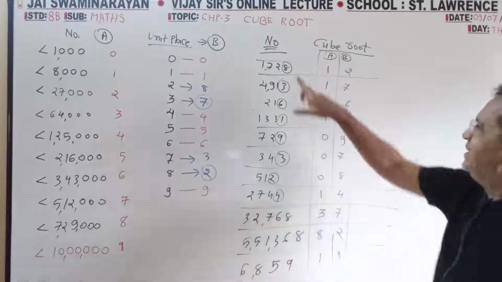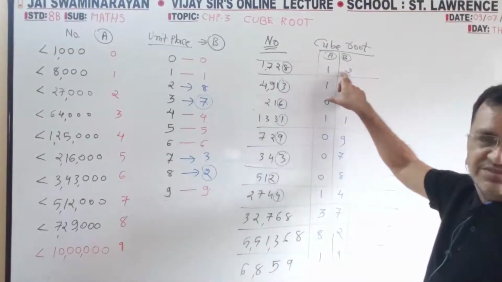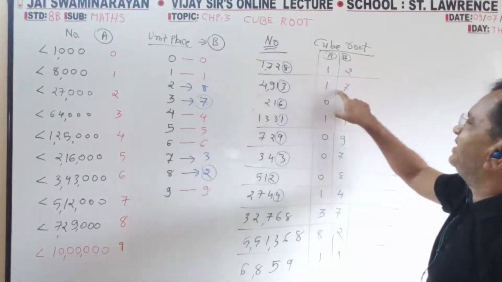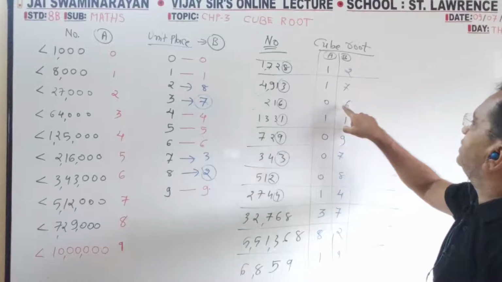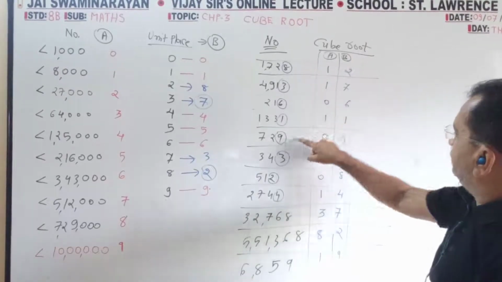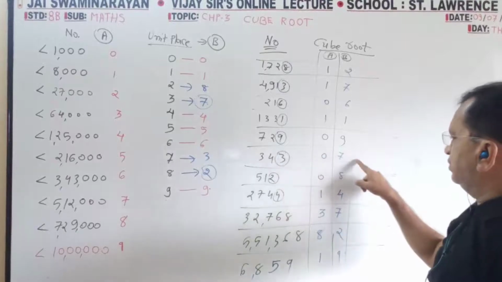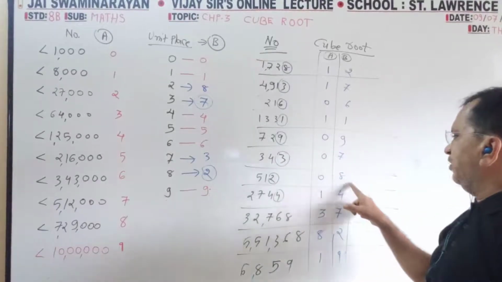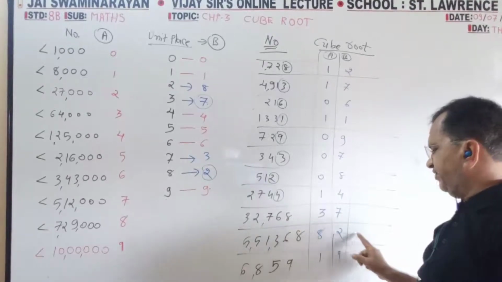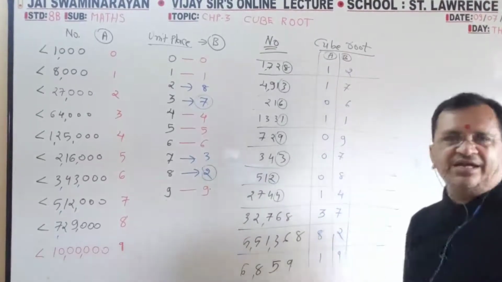So this is a cube of this. Means the cube root of this is 12, of this is 17, of this is 6, of this 11, of this 9. This is cube of 7. This is cube of 8. This is cube of 14. This is cube of 37. This is cube of 82. This is cube of 90.